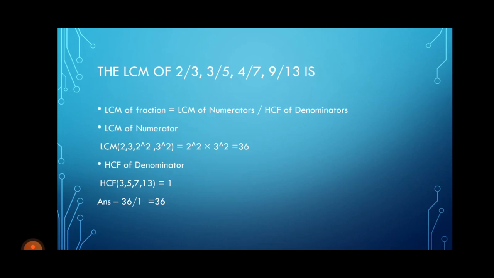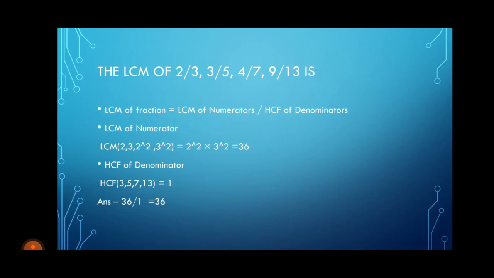LCM of numerators. The numerators are 2, 3, 2 raised to 2 and 3 raised to 2. That is, the numerators are 2, 3, 4 and 9. The only factor for 2 is 2, for 3 it is 3, for 4 it is 2 square, and for 9 it is 3 square. The highest powered factors are 2 raised to 2 and 3 raised to 2, which gives 36.